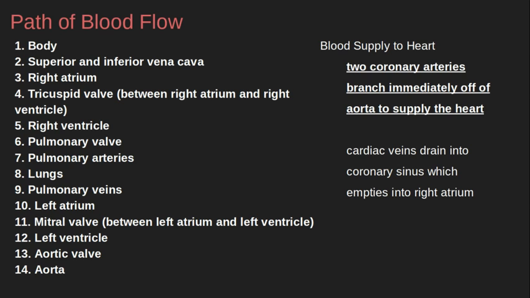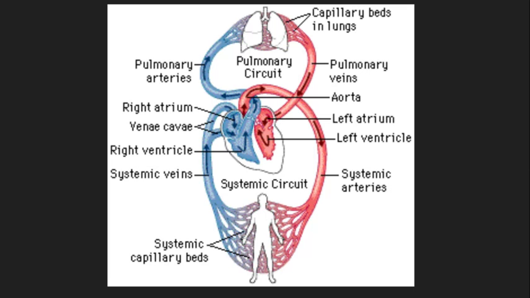The blood supply to the heart. So there's two coronary arteries that you have that branch off of the aorta that supply the heart with blood. And hopefully during dissections, we can find those and see those. This is a picture of blood flow with arrows.